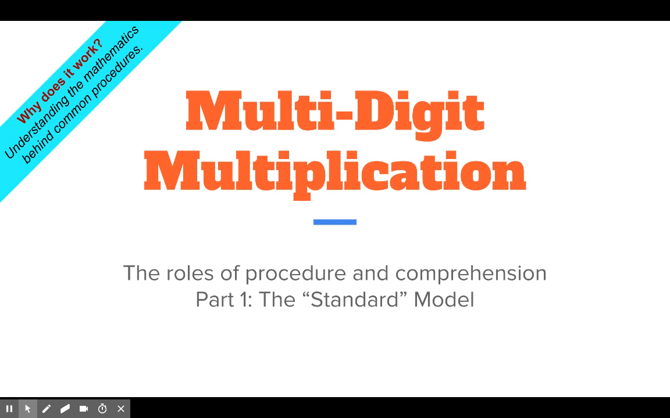Hi everyone. In this next example, we're going to take a look at multi-digit multiplication. This is actually the first in a two-part series. In this one, we'll take a look at the standard carry the one model, and in the next one, we'll take a look at the lattice model.